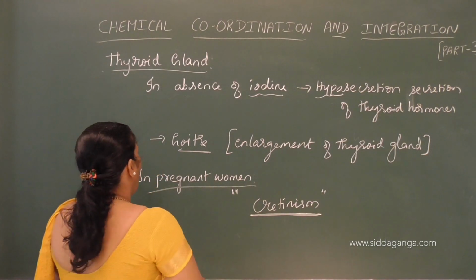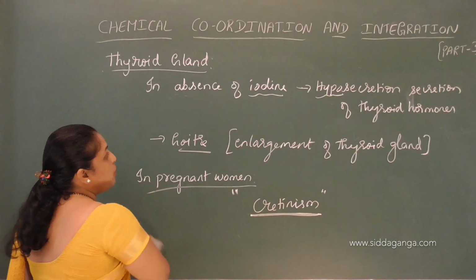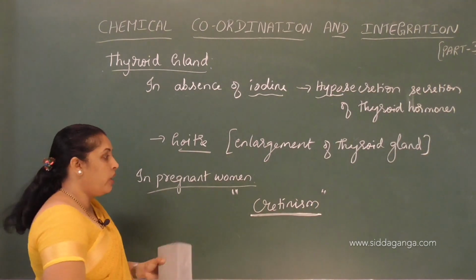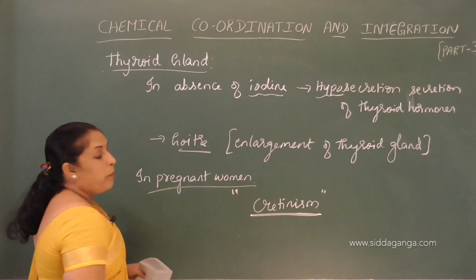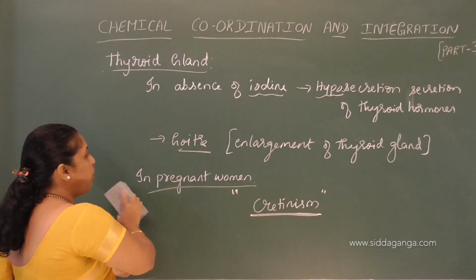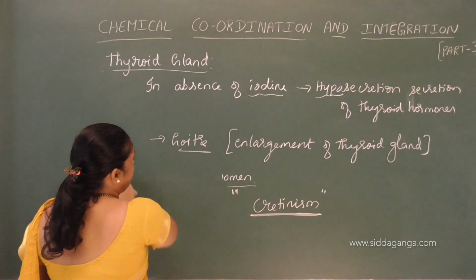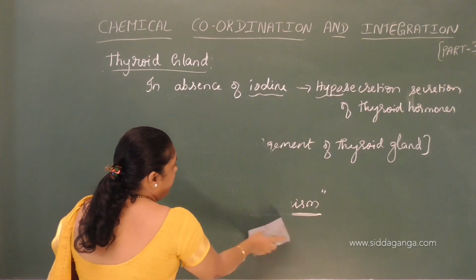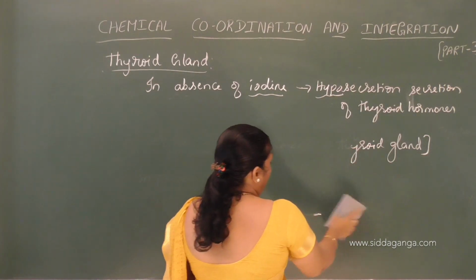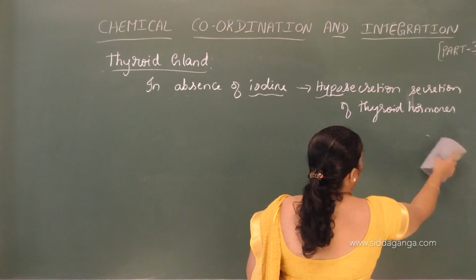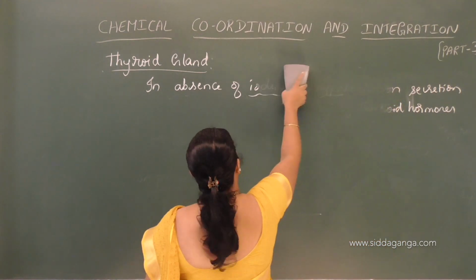Understood? And hyposecretion in adult women causes abnormal, irregular menstrual cycles.